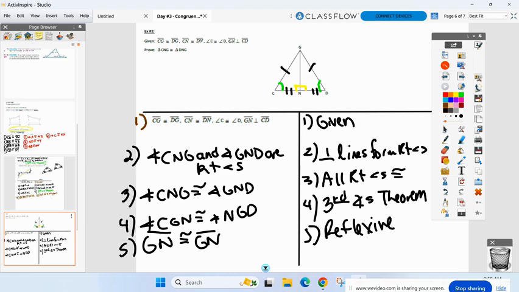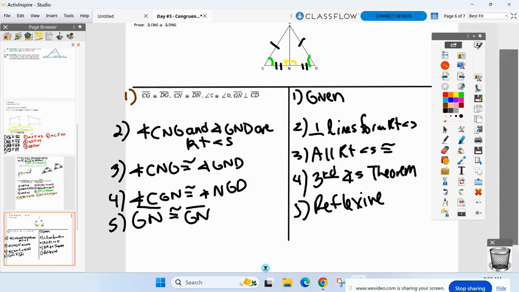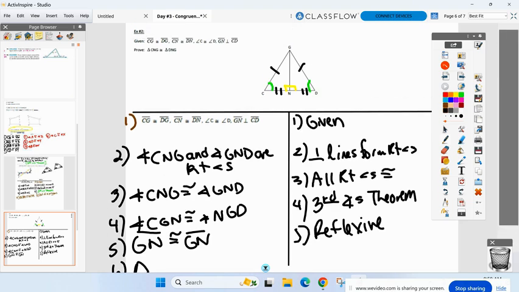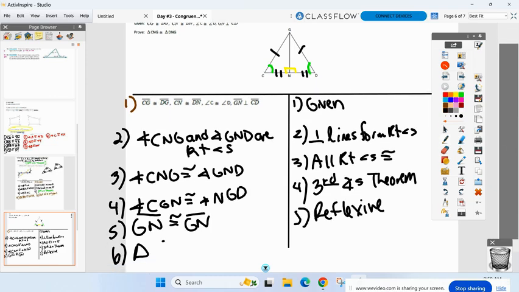All right, do I have all pairs now? 3 pairs of sides and 3 pairs of angles. Do we have them all? I believe so. So now we can say the triangles are congruent. You guys started off. Name one of the triangles. Actually, never mind. It's already up there. We can just copy the proof statement. CNG congruent to DNG.